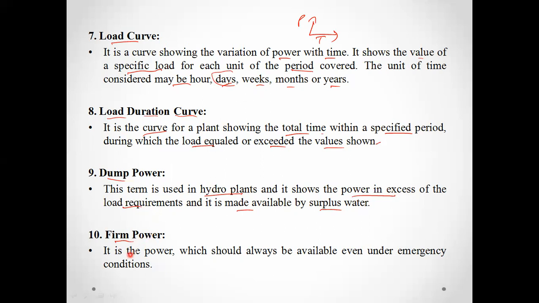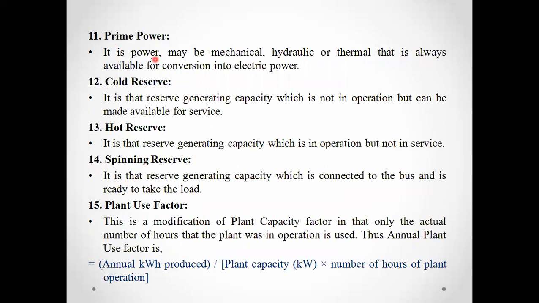Then what is firm power? It is the power which should always be available even under emergency conditions. Whatever emergency condition occurs, at that time we can use firm power. Then what is prime power? It is the power which may be mechanical, hydraulic, or thermal, and that is always available for conversion into electric power.